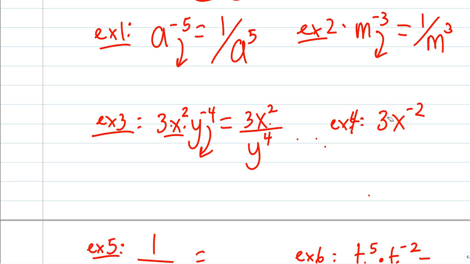What about 3x to the negative 2? A lot of people will make that 1 over. Because this is really what? 3 times x to the negative 2. And this exponent occurs first, and so it only occurs to the x. And so what we're left with is a 3 on the top and the x squared on the bottom.